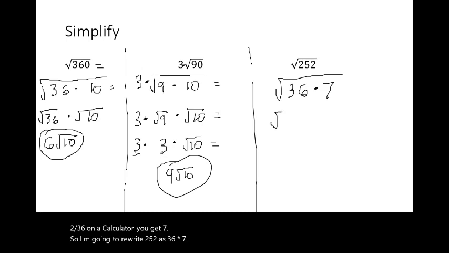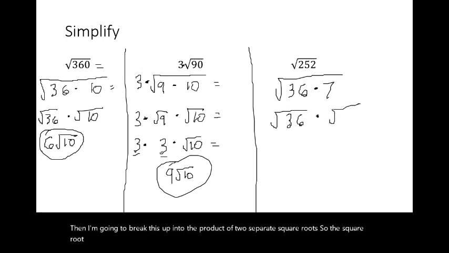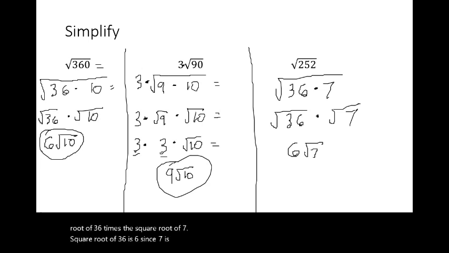Then I'm going to break this up into the product of two separate square roots, so the square root of 36 times the square root of 7. Square root of 36 is 6. Since 7 is a prime number, that square root of 7 cannot simplify, so this is going to be our final answer.